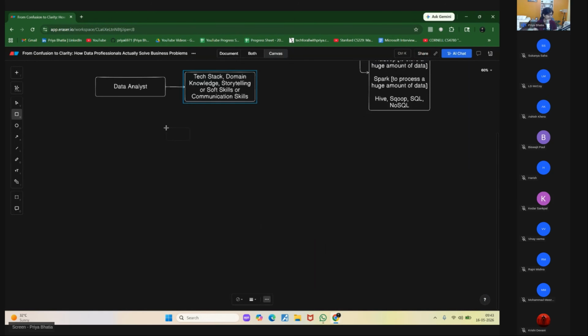Now, when we talk about tech stack, what exactly do we have to learn in that? And that will help us understand the complete journey of our course as well, how this course will also flow. So when we talk about tech stack, there will be different modules of it. The very first thing is you should be aware about tools.